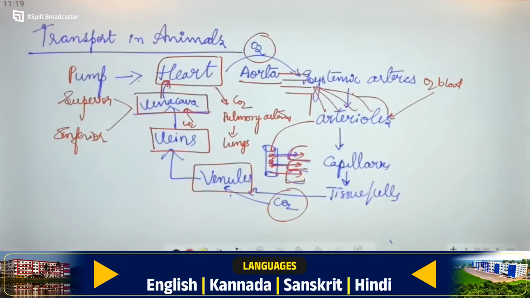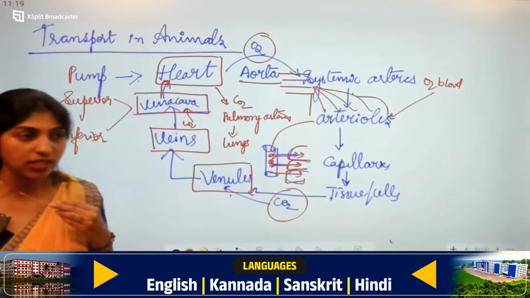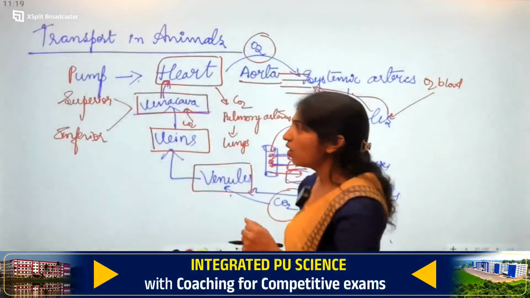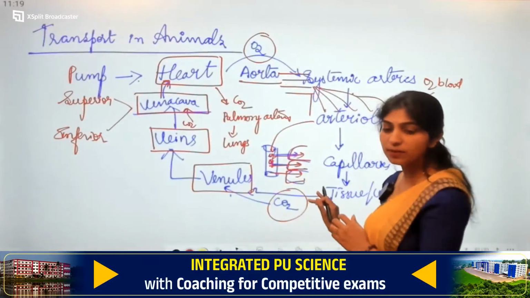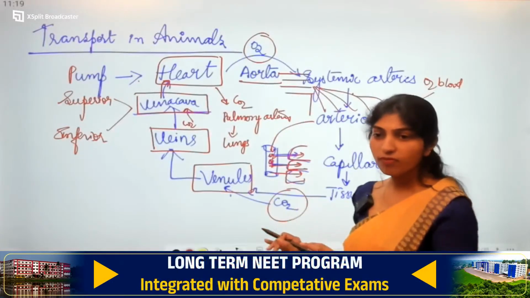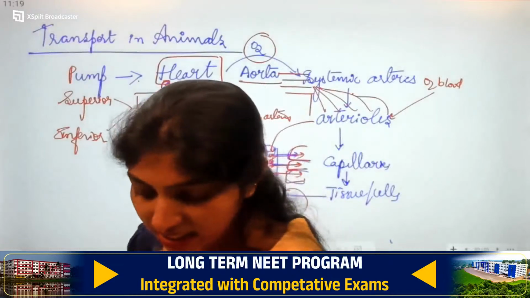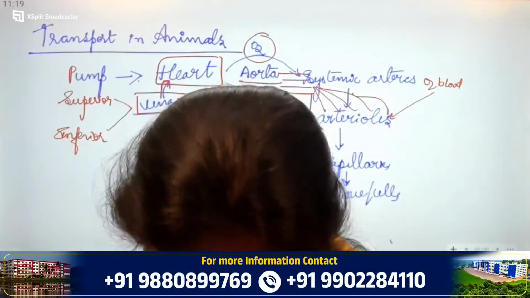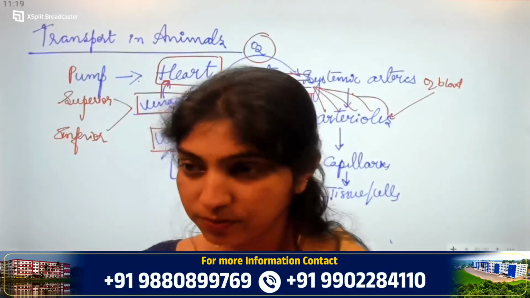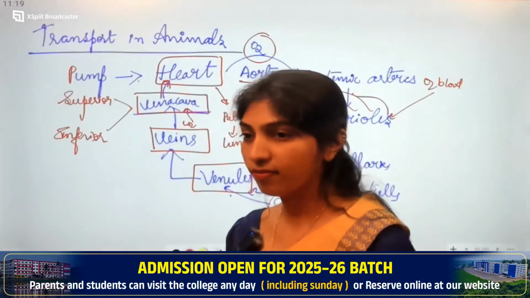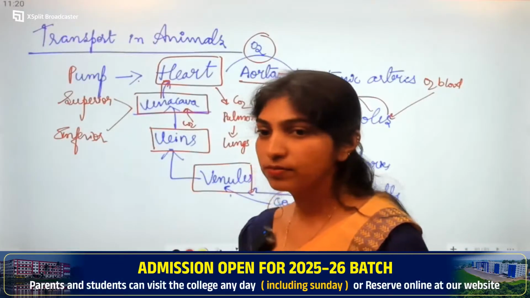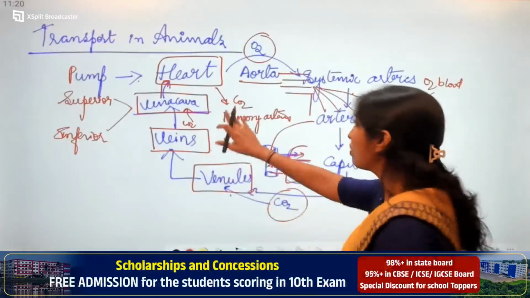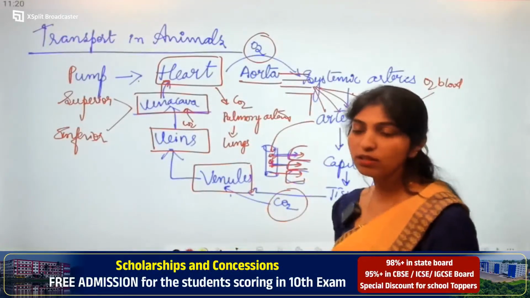Yes, pulmonary veins carry oxygenated blood. It is the only vein which will carry oxygenated blood. Is this part clear? If this is clear, we will move to the next concept, that is the heart. We have to study about the heart. This is an outline of how the blood is transported in animals.